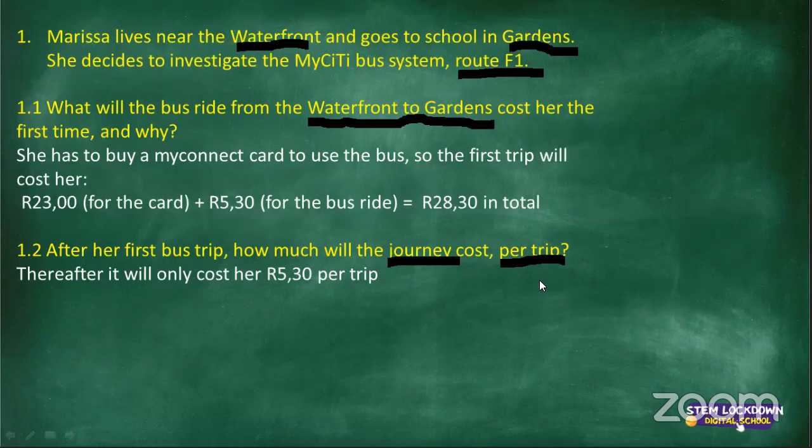It will cost her 5 rands 30 to move from waterfront to Gardens. It will also cost her 5 rands 30 if she wanted to move from Gardens to waterfront. So from now on, she'll only be spending 5 rands 30, provided of course she does not lose the ticket, the card.